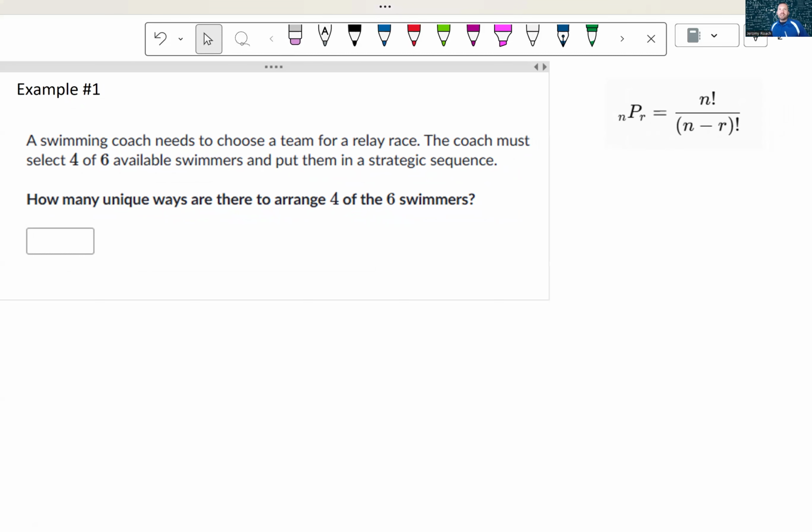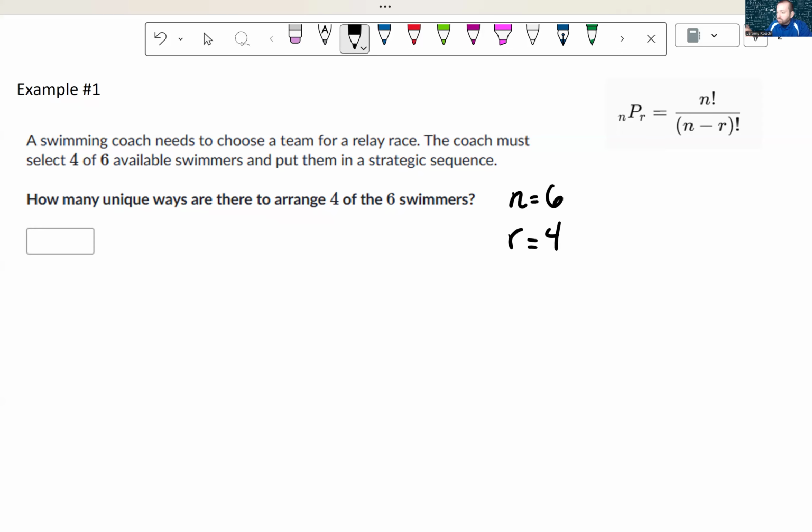So we're going to start by identifying what N and R is. So we have a total of 6 swimmers. That is N, our total amount. And then the number that we are going to arrange is 4. So R is equal to 4. And then we're just going to plug in these numbers into our factorial formula.